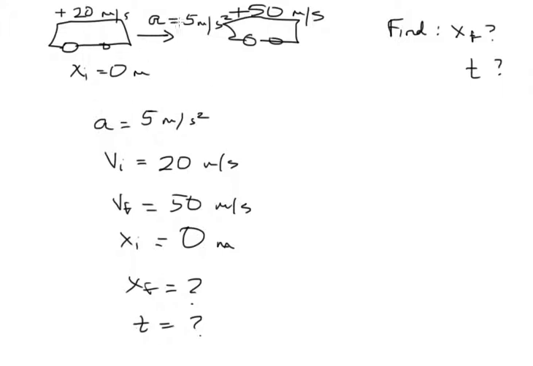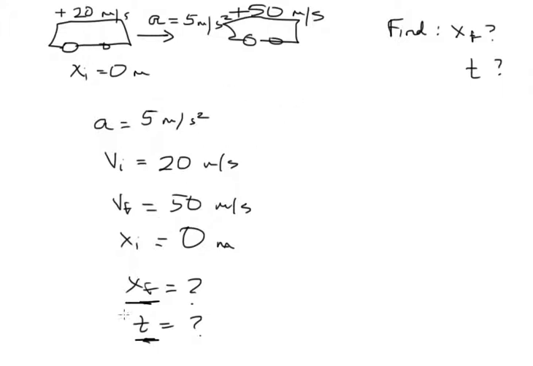Your 6 things, because it's nice to draw a picture, but then also just write it out. Bam. These are the 6 things they want. 2 of them I don't know, 4 I have. So how am I going to figure out X final and time? Well, we will use our 4 kinematics equations to do so.